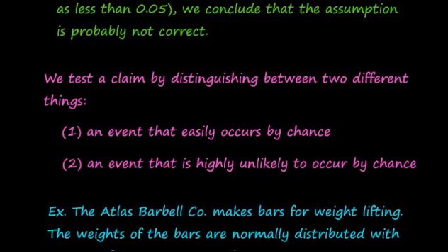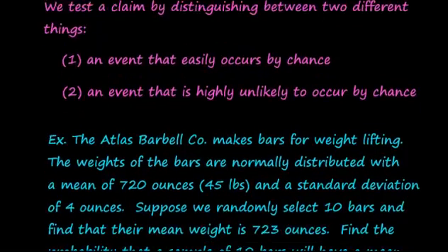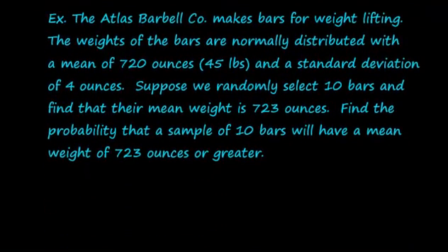So let's look at an example. The Atlas Barbell Company makes bars for weightlifting. The weights of the bars are normally distributed with a mean of 720 ounces, that's 45 pounds, and a standard deviation of 4 ounces. So suppose we randomly select 10 bars and find that their mean weight is 723 ounces. Find the probability that a sample of 10 bars will have a mean weight of 723 ounces or greater.